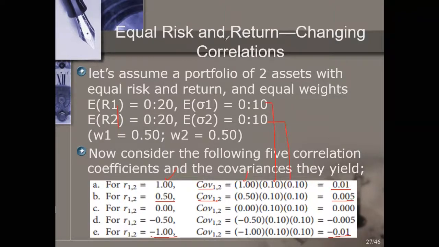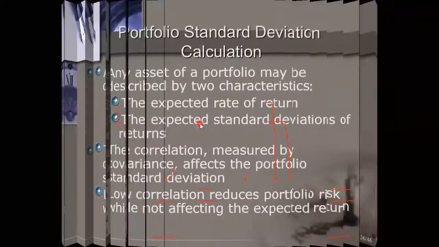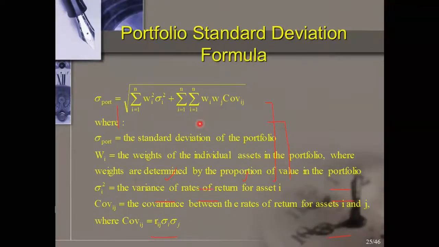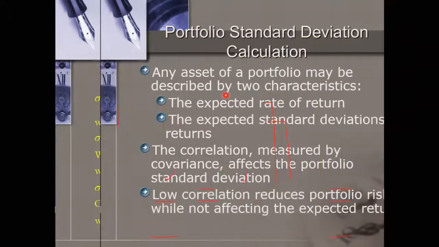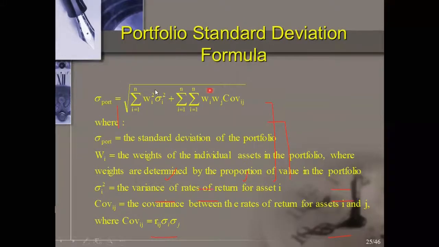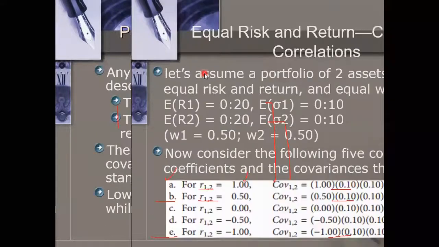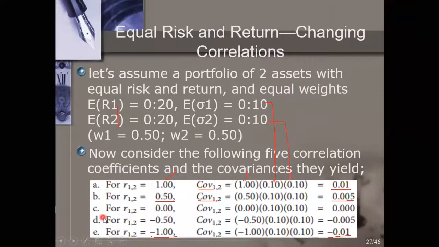And remember, we have said in order to know the standard deviation of a portfolio, we require weights. So we do have weights. We require variance. So if we have standard deviation, we can calculate variance as well. And then we are required to have weights multiplied by covariances. Now we have different covariances for different correlations. So we will try to utilize this formula for each and every correlation: A, B, C, D, and E.